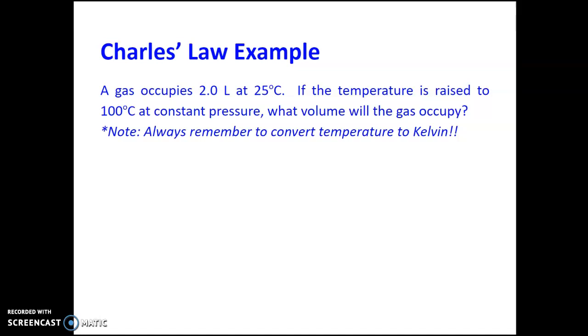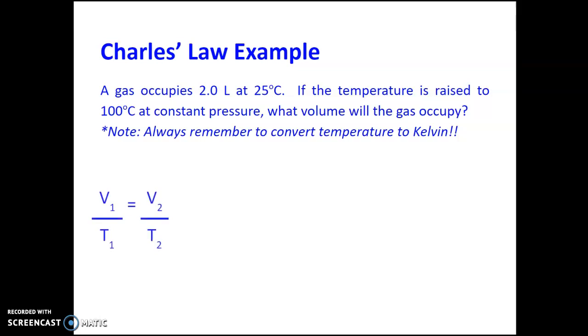If we want to do a Charles' law example, we can look at a 2-liter system at 25 degrees Celsius, and if the temperature is raised to 100 degrees Celsius and the pressure is constant, then we can predict what the volume will be. This is just a reminder to make sure you're always doing these calculations in Kelvin, because if you're not doing these calculations in Kelvin, they will not come out right, which is a bummer for sure.